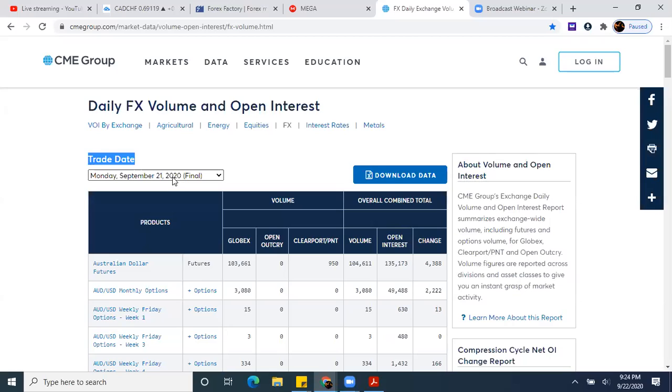And this final data was made available midway into the Asian session. For those of us in West Africa, that was the early hours of this morning. We got yesterday's data, so it's usually one day behind.